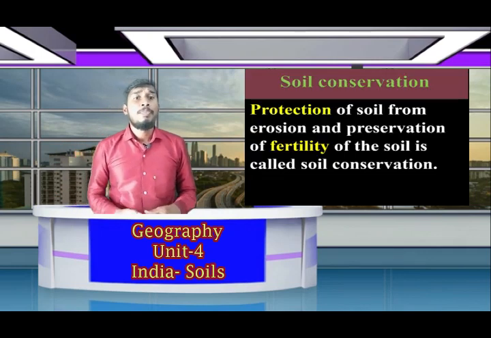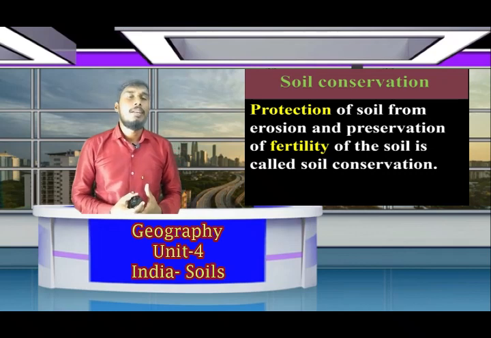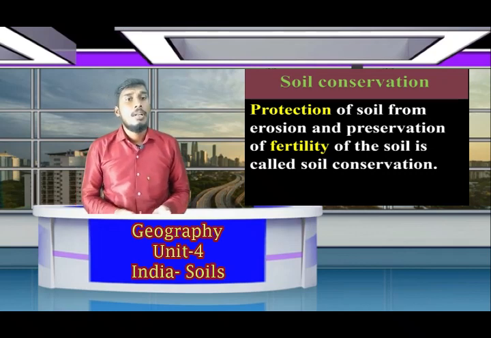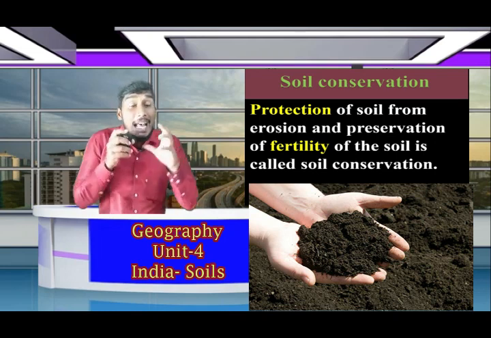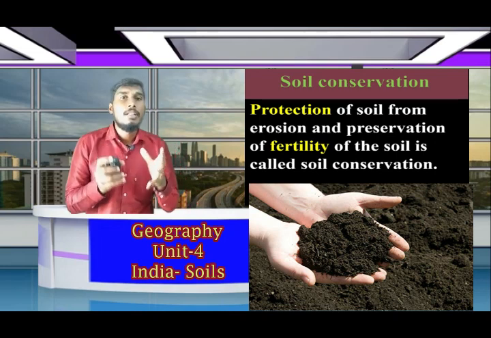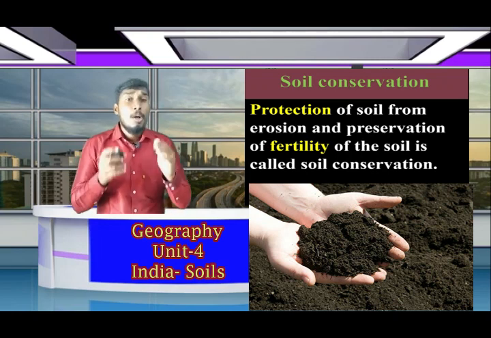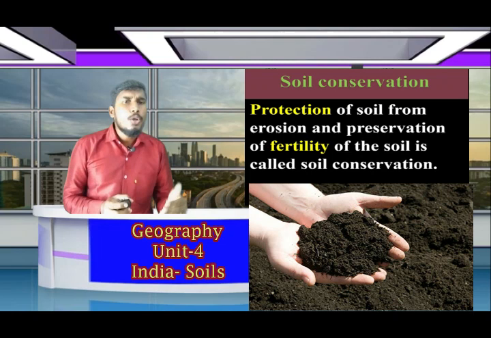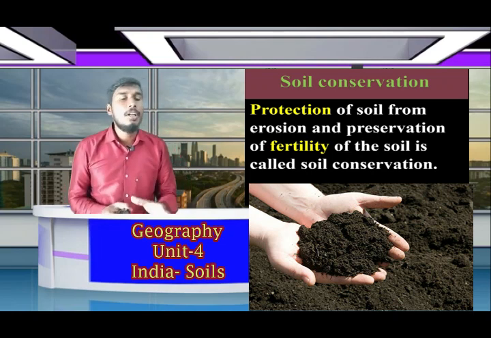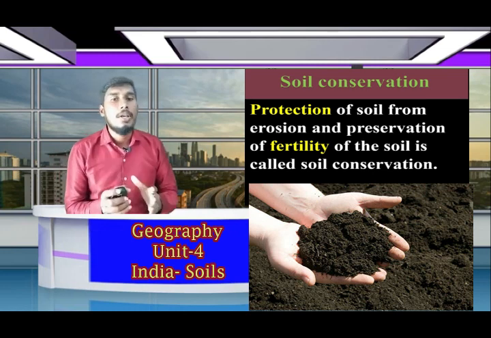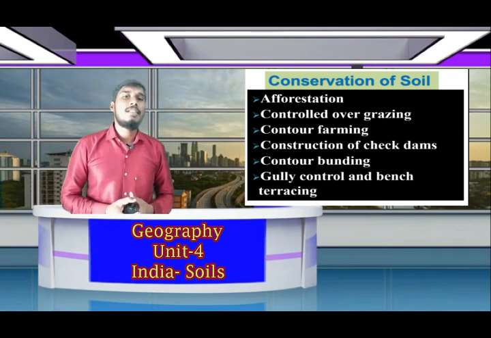Next, let us see that we have to conserve our soil. There is a soil erosion and there are plenty of effects on soil. So we have to conserve our soil. Now what is soil conservation? Protection of soil from erosion and prevention of loss of fertility of the soil is called as soil conservation. And what are the methods of soil conservation?